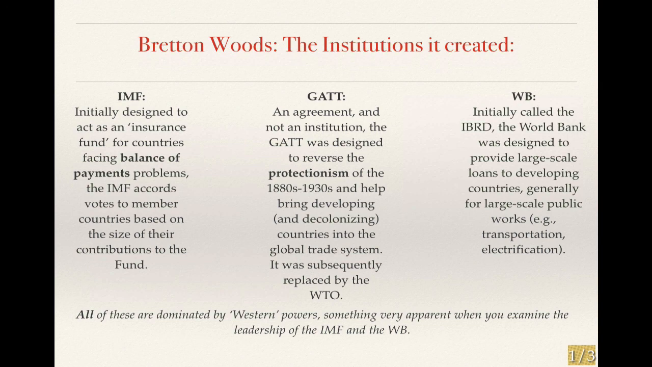The GATT is a trade agreement. It is not an institution, and it was designed to reverse the protectionism of the 1880s to the 1930s and help bring developing and decolonizing countries into the global trade system.